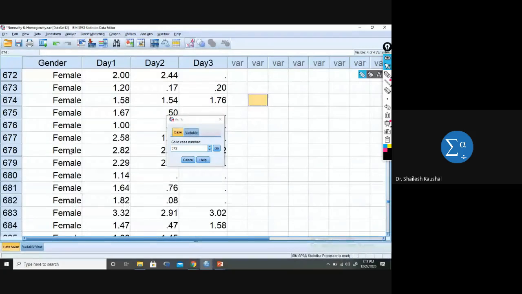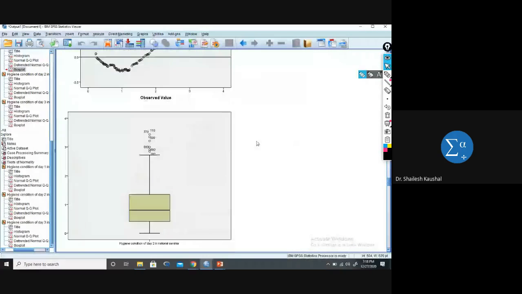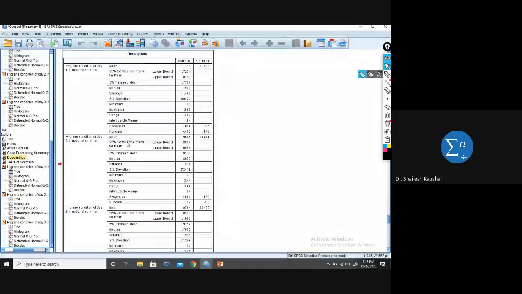Now in the output, I am finding the skewness and kurtosis. Through descriptive statistics, the day 1 data is normally distributed because it is between -1 and +1.